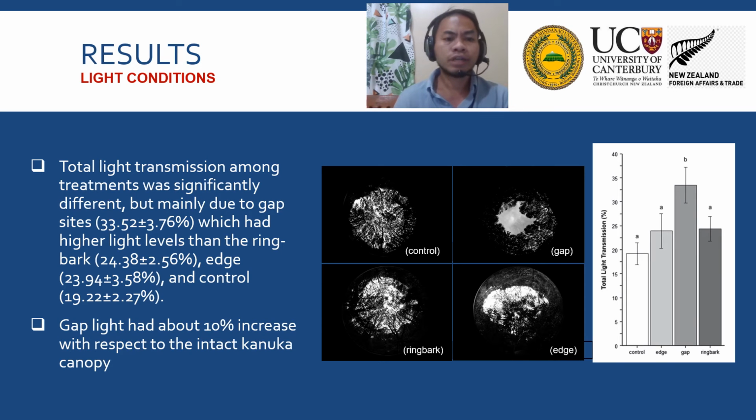For the understory light conditions, total light transmission among treatments was significantly different, but mainly due to the gap sites, which had higher light levels than the ring bark, edge, and control treatments. Light transmission in the artificial gaps had about a 10% increase with respect to the intact Kanuka canopy.